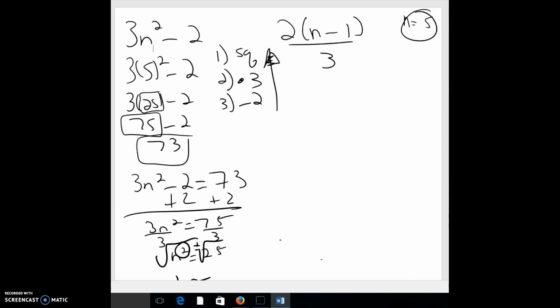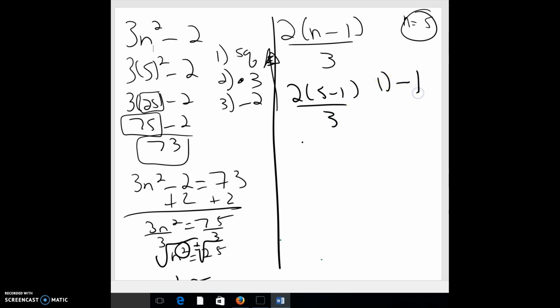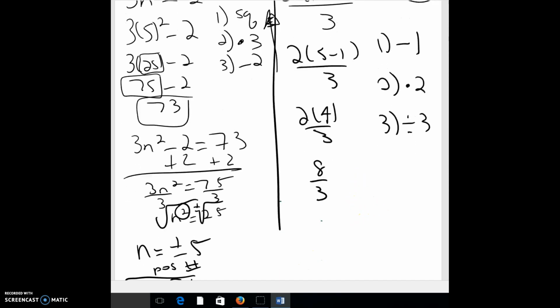All right, let's look at the next one. If I sub 5 in there, the first thing I would do is subtract 1. So that would give me this 4. The next thing I would do is multiply by 2. So that gives me 8. And then the last thing I would do would be divide by 3, which would give me some decimal. I'm not going to divide it; I'm going to leave it like this. But I could divide by 3 and get 2.6 repeating or something like that, or even a mixed number.